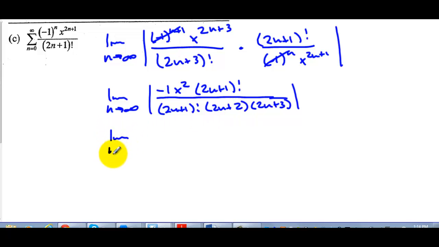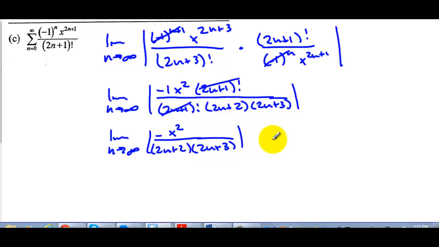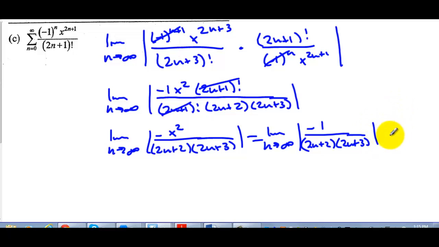And we have the limit as n approaches infinity of, the factorials will cancel out, and we have negative x squared over 2n plus 2 times 2n plus 3. That's equal to the limit as n approaches infinity of the absolute value of -1 over 2n plus 2 times 2n plus 3 times the limit as n approaches infinity of the absolute value of x squared. And we don't really need the absolute value on that one.